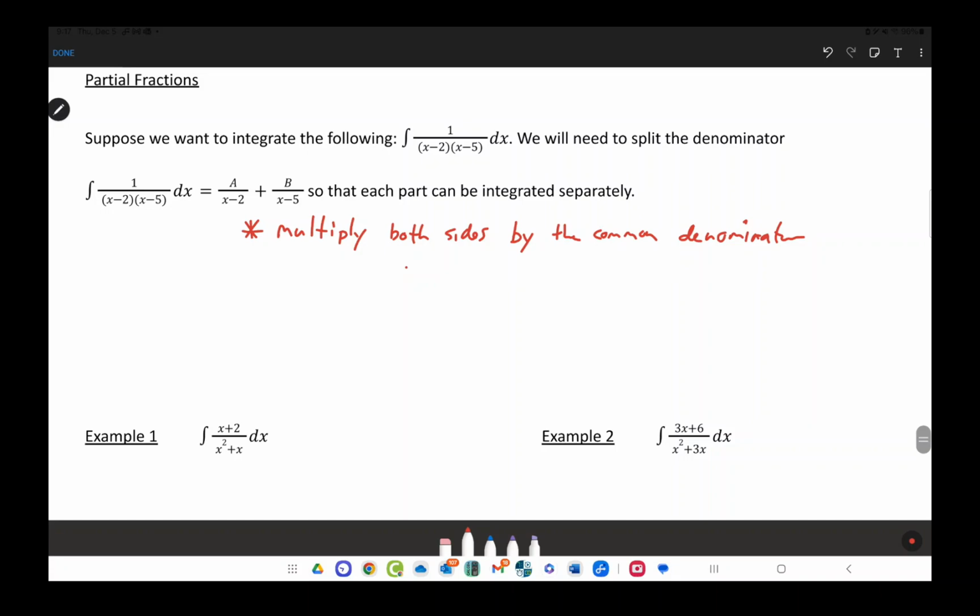So that means if I multiply both sides by x minus 2 and x minus 5, we would get 1 is equal to A times x minus 5 plus B times x minus 2.